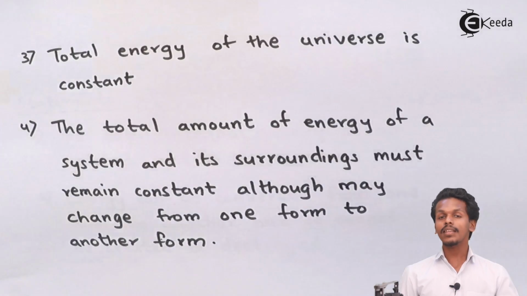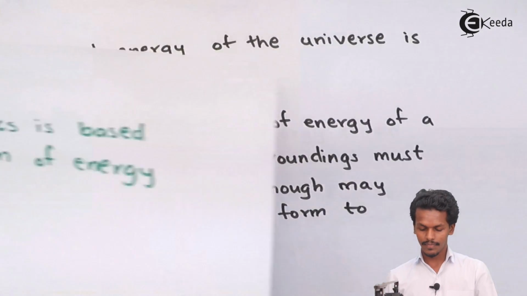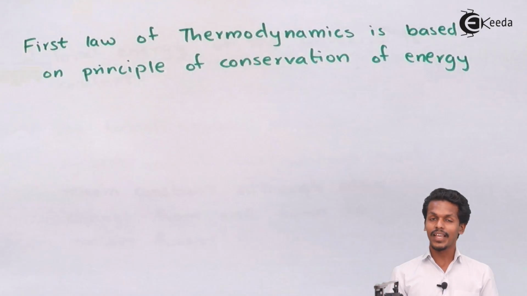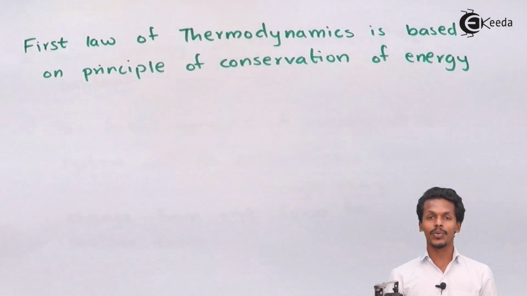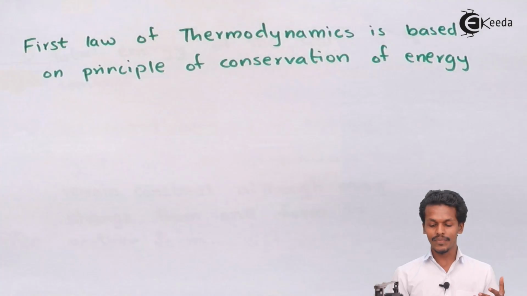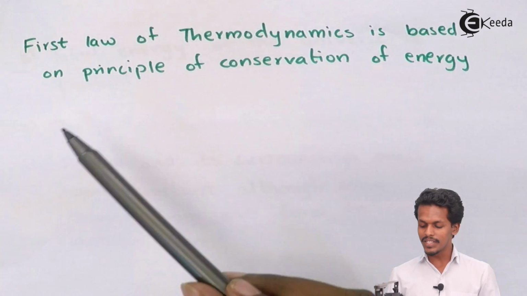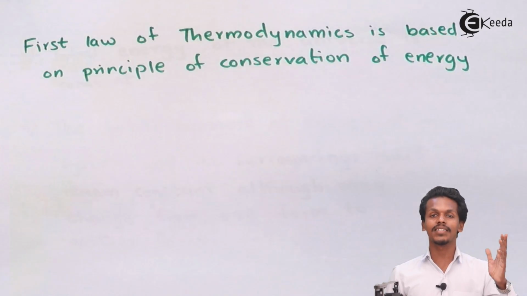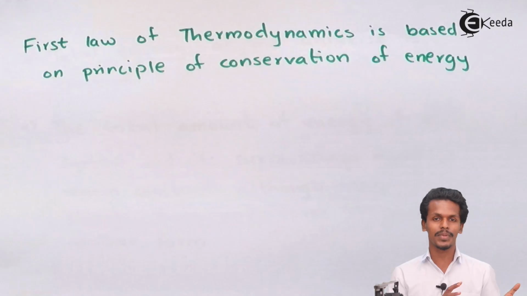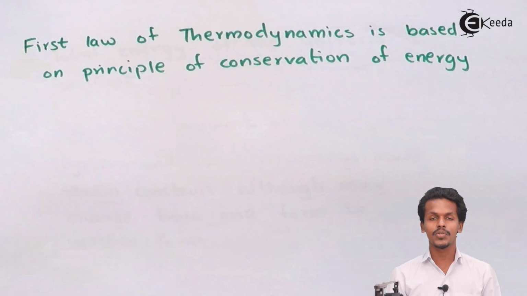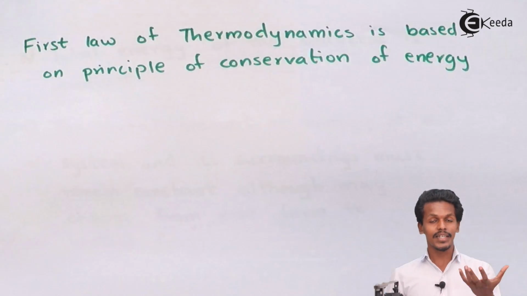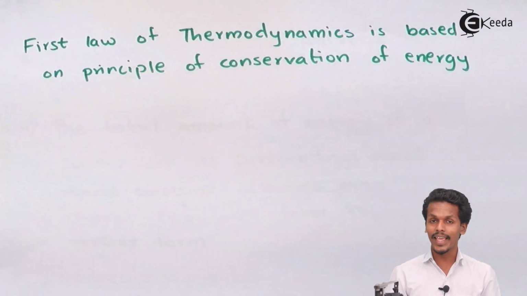So now let us understand this thing, because we know recently that we have studied the statements of the first law of thermodynamics, and there we have got to know that the first law of thermodynamics is based on the principle of conservation of energy. Just like the principle of conservation of mass, mass cannot be destroyed or created, it would be the same. Similarly, for energy also, it is implying the same statement, that the first law of thermodynamics obeys the principle of conservation of energy.